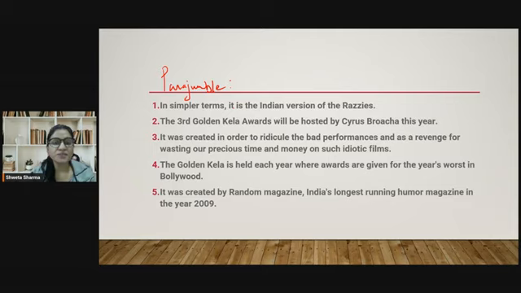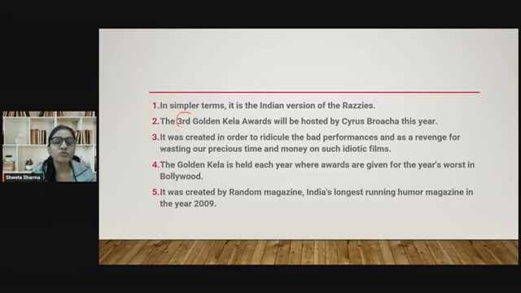"In simple terms, it is the Indian version of the Razzies." Okay. "The third Golden Kela Awards will be hosted by Cyrus Broacha this year." "It was created in order to ridicule the bad performances and as a revenge for wasting our precious time and money on such idiotic films." "The Golden Kela is held each year where awards are given for the year's worst in Bollywood." "It was created by Random Magazine, India's longest running humor magazine, in the year 2000." Okay, 2009.